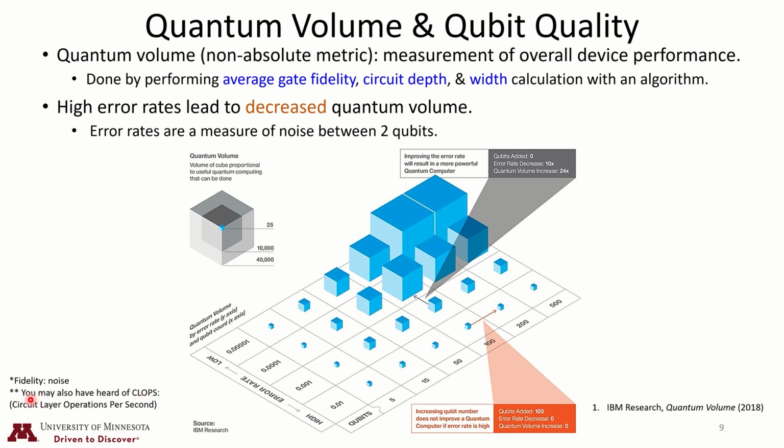And you might also have heard of this term called CLOPS, circuit layer operations per second, which is an effort to make the fidelity, the quality of quantum bits, much more formalized, much more standardized. Standardized meaning you want to be able to use it everywhere, and it should have some value to it that you can use maybe in terms of energy efficiency, things like that. So that's what this slide is about.